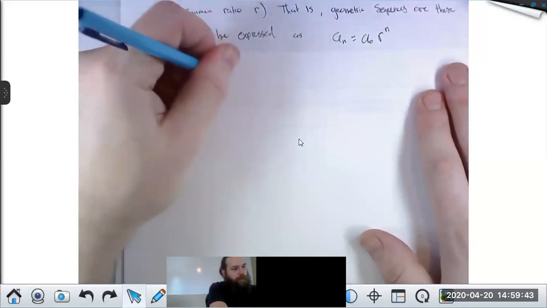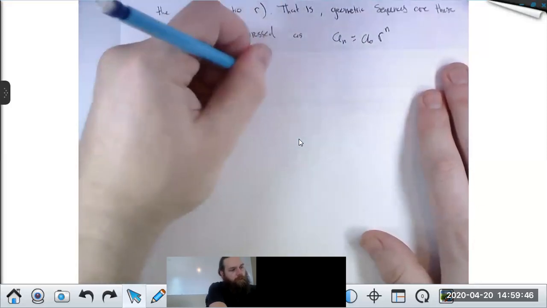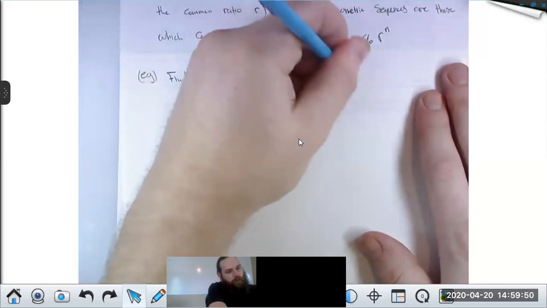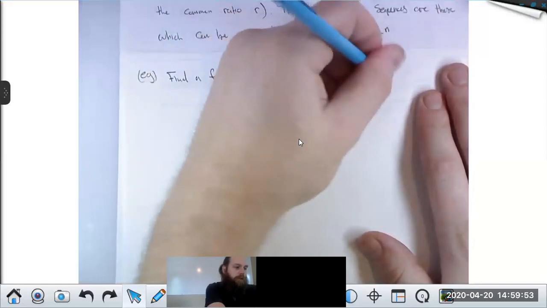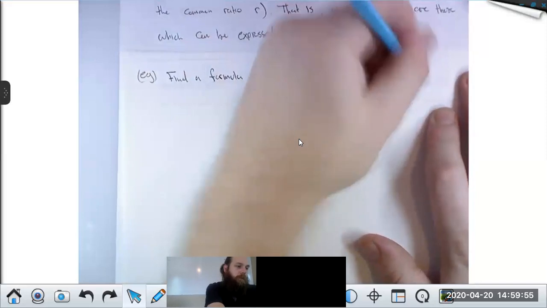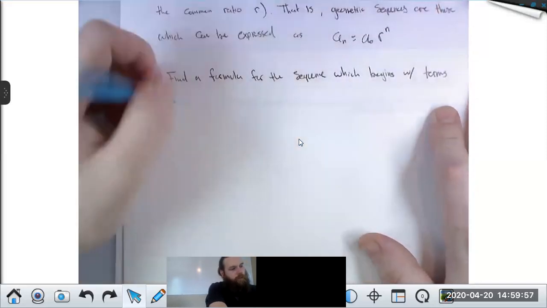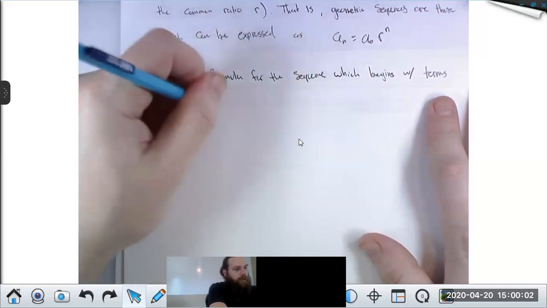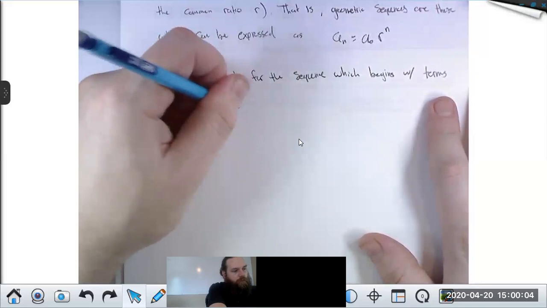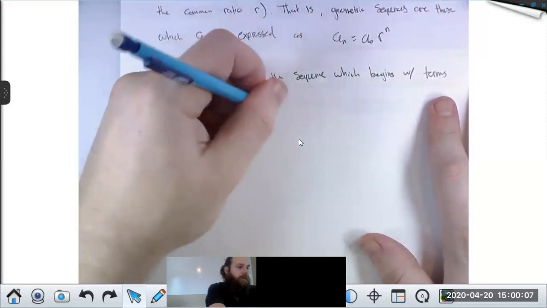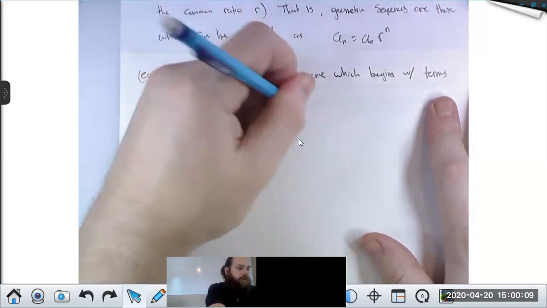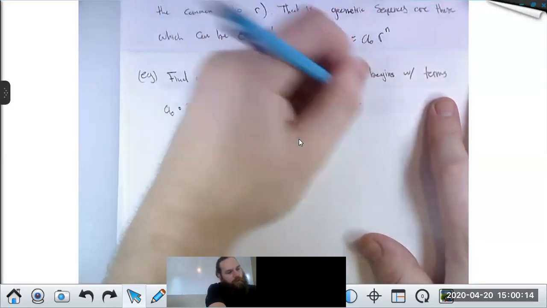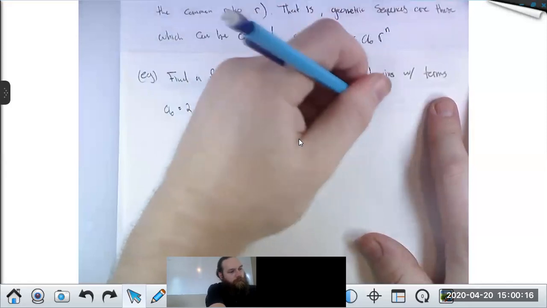I'm going to say find a formula for the sequence which begins with the terms maybe A0 is 2, A1 is 2/3, A2 is 2/9, A3 is 2/27, and so on.